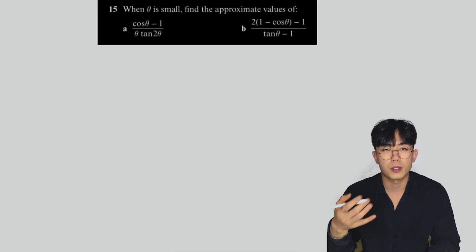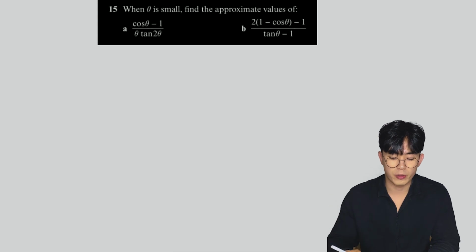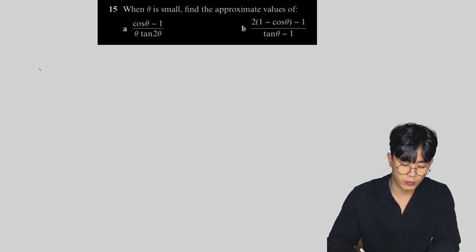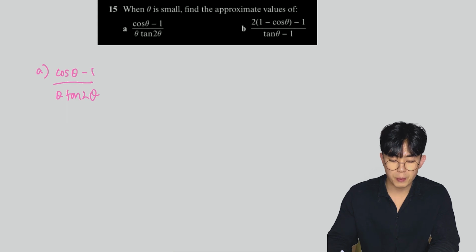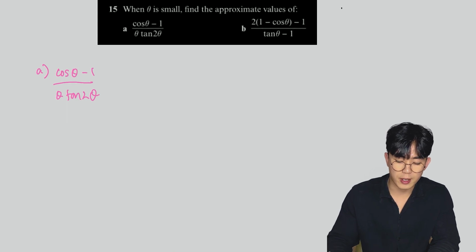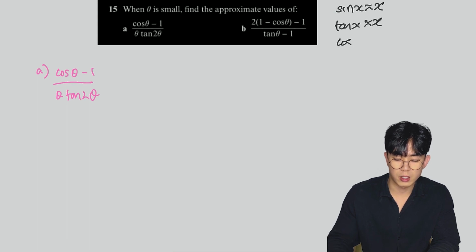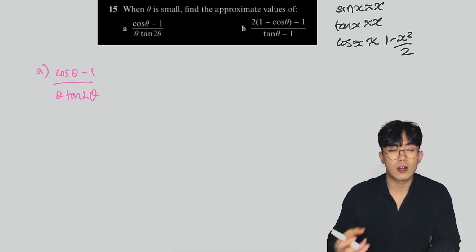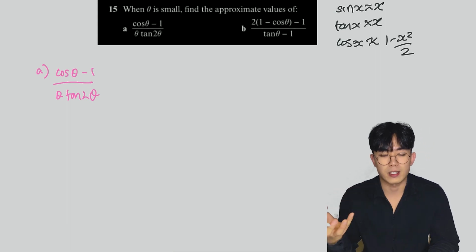Okay, so let's try and solve some questions together. When theta is small, find the approximate values of (a) cos theta minus 1 over theta tan 2 theta, like this. I'm going to write up here what the approximations are. So sine x was x, tan x was also x, and cos x was 1 minus x squared over 2.